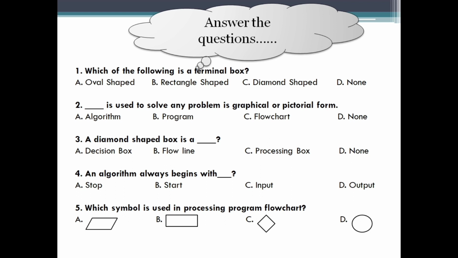1. Which of the following is a terminal box? Number 2. What is used to solve any problem in graphical or pictorial form? Number 3. A diamond shaped box is a dash. Number 4. An algorithm always begins with what? Number 5. Which symbol is used in processing in a program flowchart? Here are some options for you.